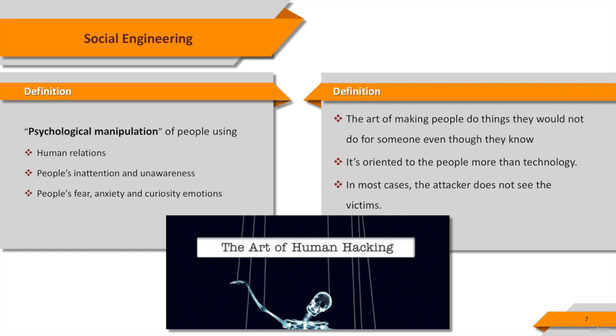The types of information that you seek can vary, but you usually try to trick the targeted victim into giving you their passwords or bank information or access to their computer to secretly install malicious software that will give you access to their passwords and sensitive information, as well as giving you control over their computers. You usually use the human relations and the inattentions of the people in social engineering attacks.